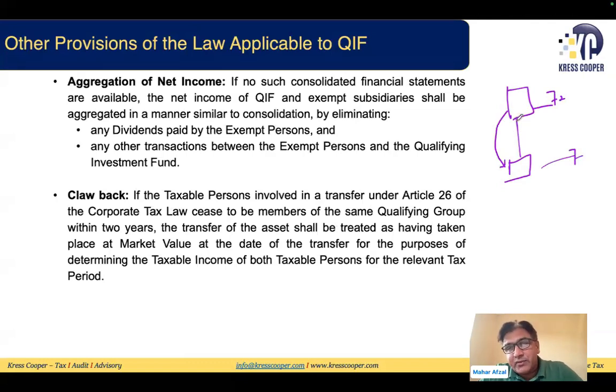Then if either of these funds becomes a qualifying investment fund, once they become a qualifying investment fund, they cannot enjoy any relief. So whatever transaction was executed at the book value in the past, they need to consider the gain based upon the market value. It should be considered by the investor, and if the investor is not available, then it should be considered by the transferor, and if the transferor is not available, then the gain needs to be considered by the transferee. This is a common provision of the law: clawback.